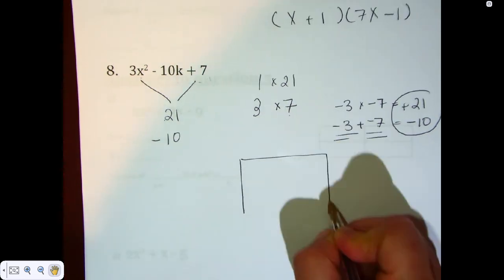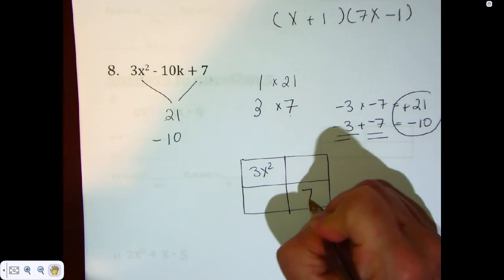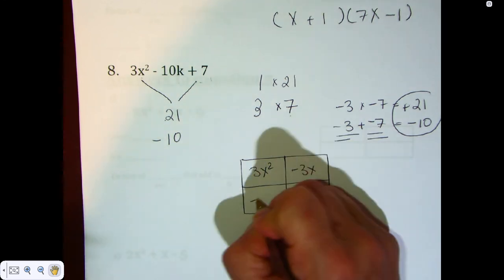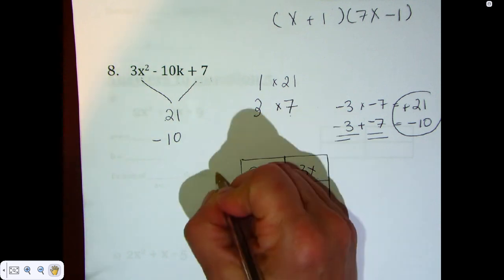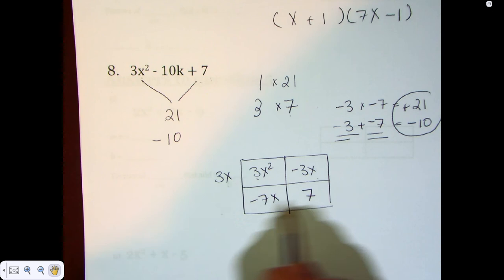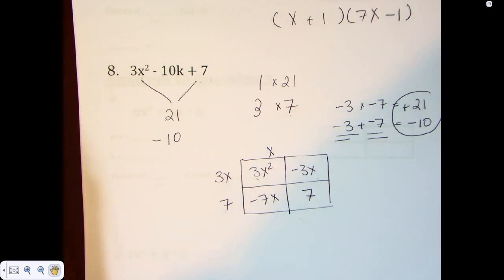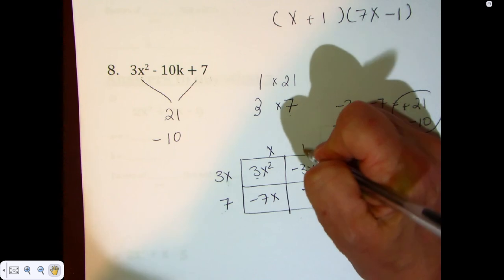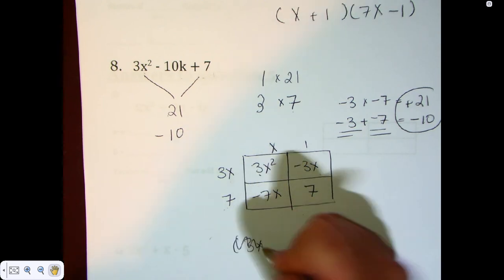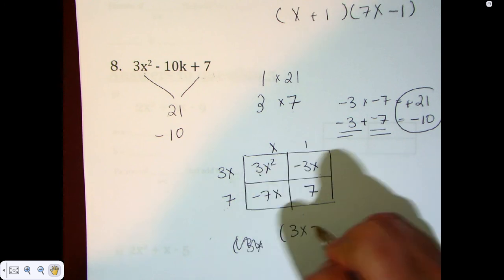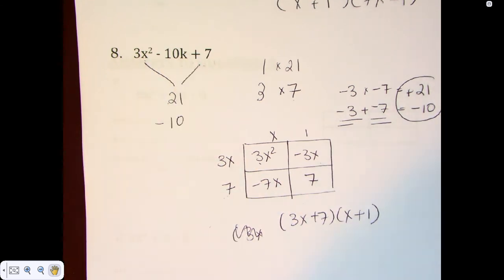Let's put it in our box. I have 3x squared, +7, -3x, -7x. Let's work the rows. We're going to factor out the 3x, and in the bottom row, we're going to factor out the 7. Let's work vertically. Of course, there's an x over here that could be factored out, and that's it. Do we have anything over here? We do not. So there's a 1. Our answer for question 8 becomes 3x plus 7 times x plus 1, and those are the factors of the trinomial up there.